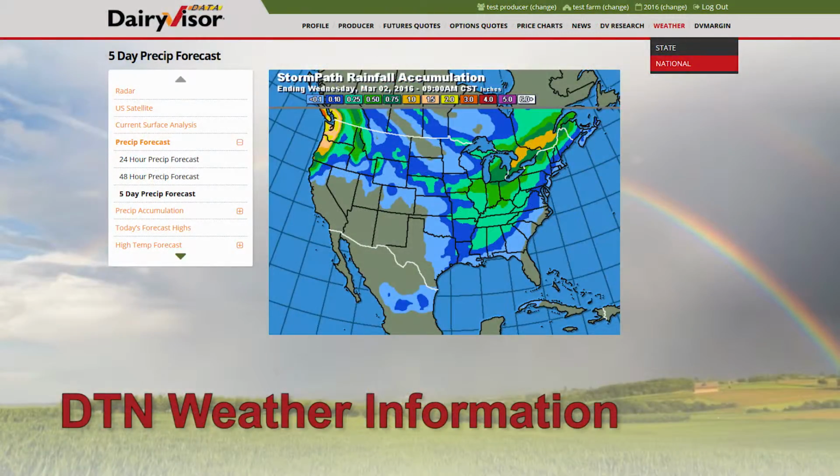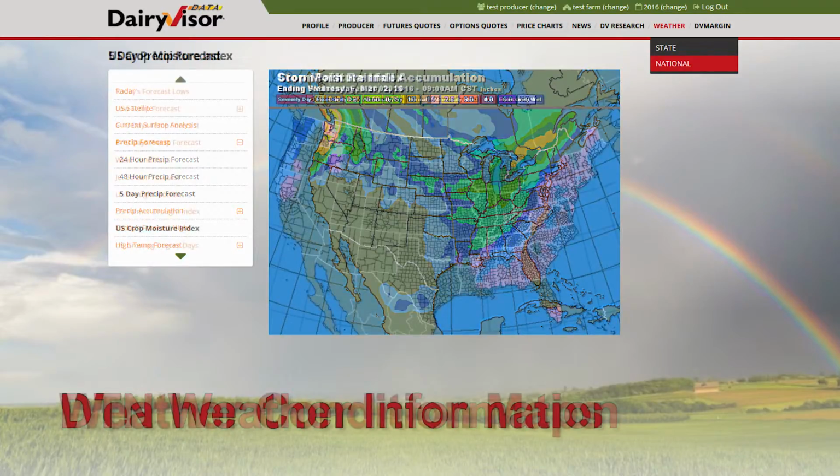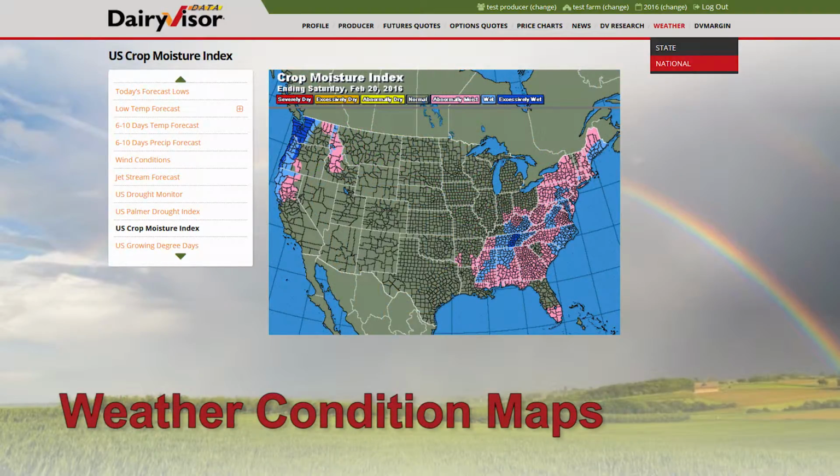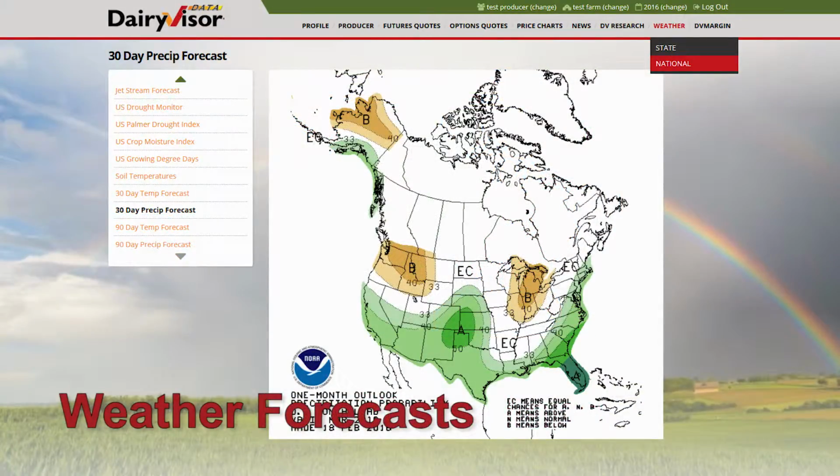There is a lot of weather information available for monitoring current weather conditions, but staying on top of developing crop condition changes is difficult. DairyVisor data provides DTN weather information to allow users to stay abreast of developing weather situations by providing maps of current radar, satellite imagery, precip forecasts, past precip accumulation, temperature forecasts, 6 to 10 day precip and temperature forecasts, wind conditions, jet stream forecasts, drought and moisture condition indexes, growing degree days, soil temperatures, and 30 and 90-day long-range temp and precip forecasts.